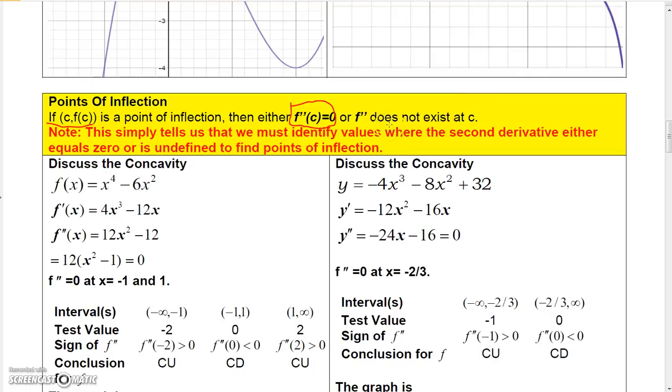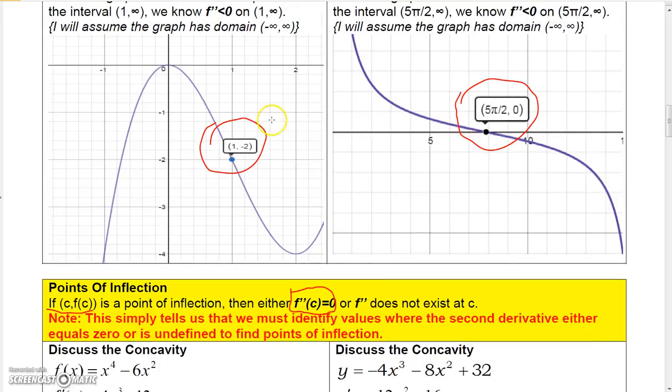So basically here for this one, if this point right here is a point of inflection, then that would mean the second derivative of this function at 1 must be 0. So that's what we'd have. And the same thing here, the second derivative here at 5 pi over 2 must be 0.